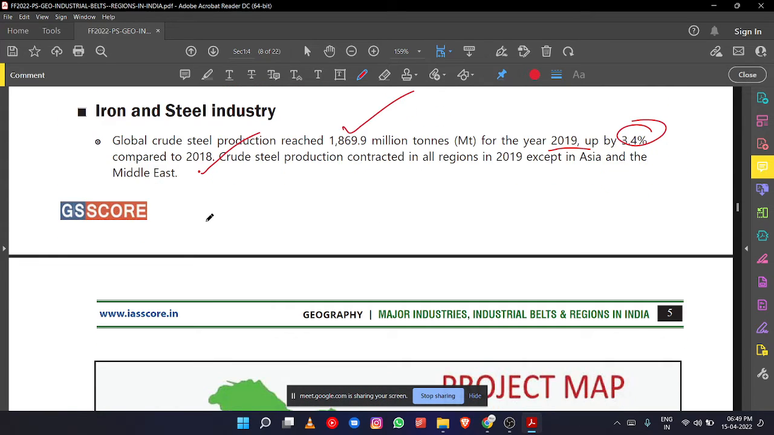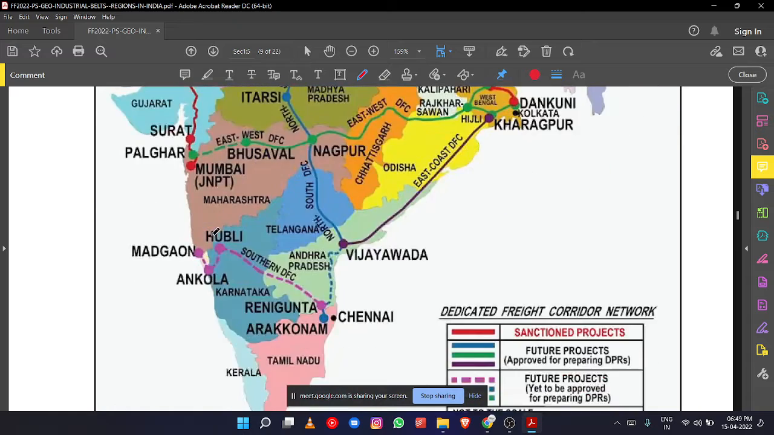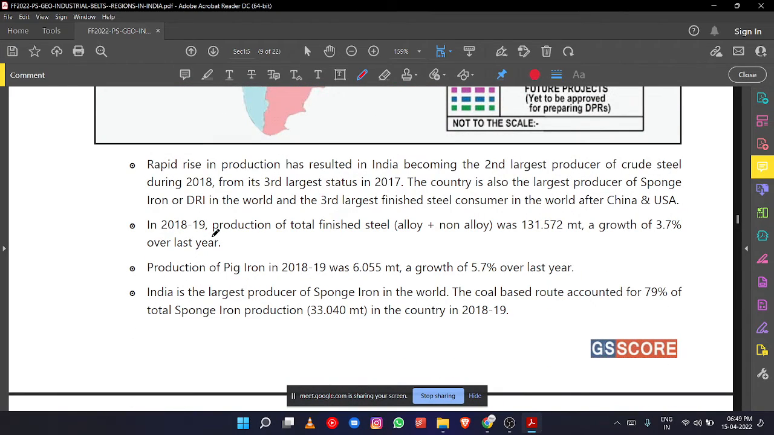So iron and steel industries, global crude steel production, we have seen. There is a rapid rise in the production which has resulted in India becoming the second largest producer of crude steel. From third largest in 2017, it became second largest in 2018. The country is also the largest producer of sponge iron, a special type of iron, in the world, and it is the third largest finished steel consumer. Crude steel is different, finished steel is different. In finished steel consumption, India is the third largest after China and USA, obviously.